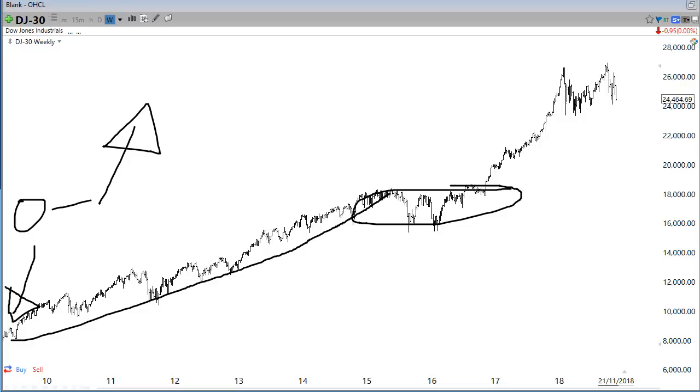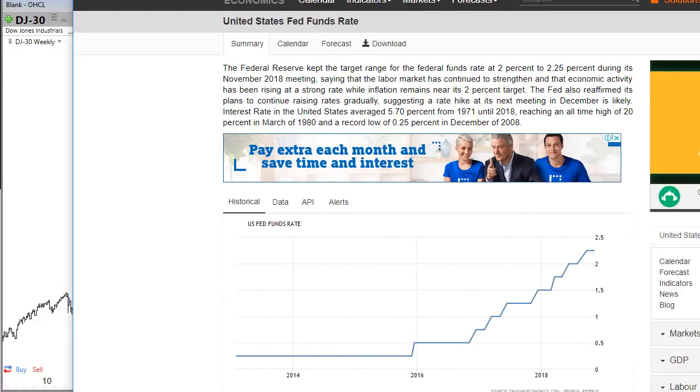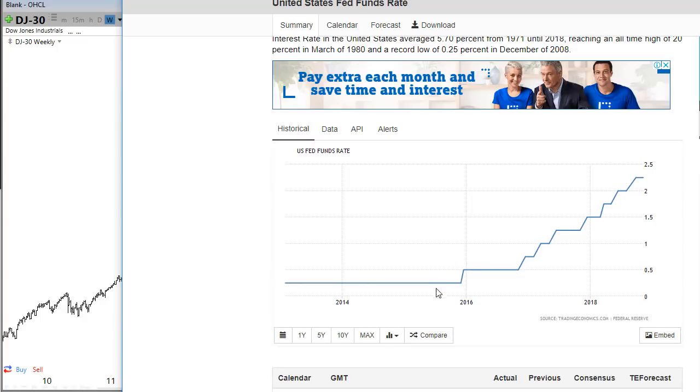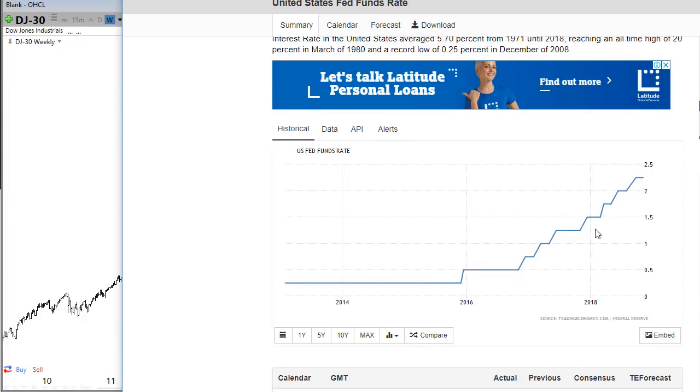So let me just show you this here, right? Let me take everything off the screen here so I can share this website that I'm looking at. So as you can see, this is the US Fed funds rate here. As you can see, this is where we are right now.